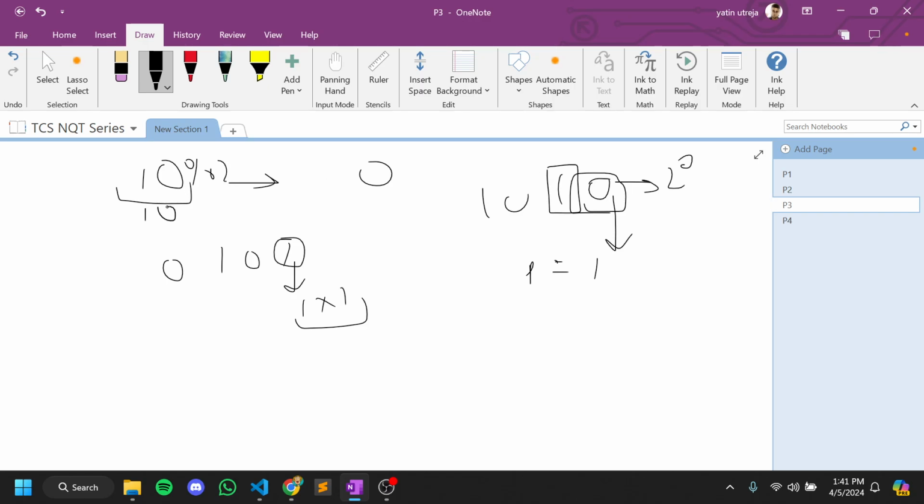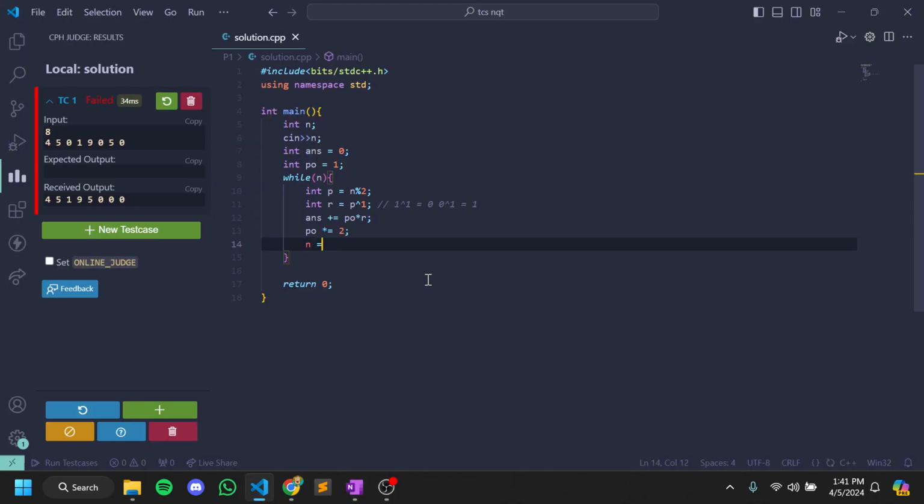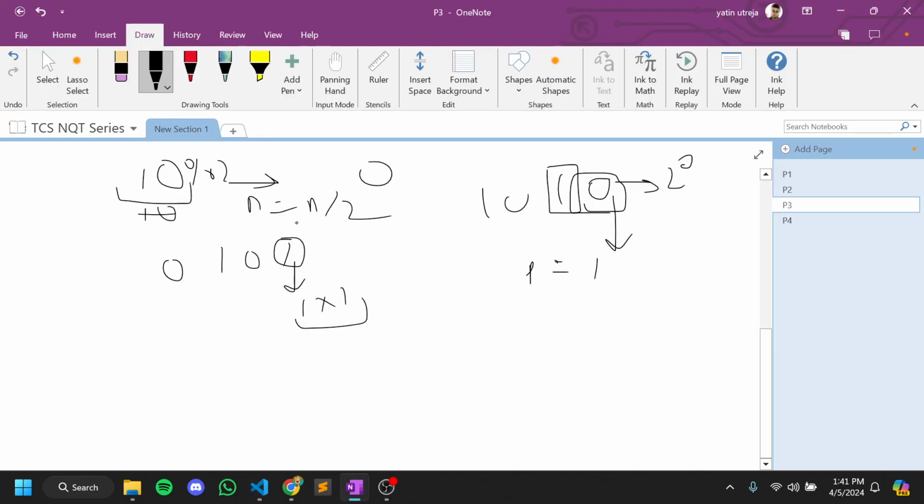So what I'll be doing is updating my n value to n over 2. That's basically how we do it for finding the binary representation. Then I see for this value 1 my reverse value will be 0, and as you can see a 0 is present here as well. So what we need to do is add 0 into 2 at this position.